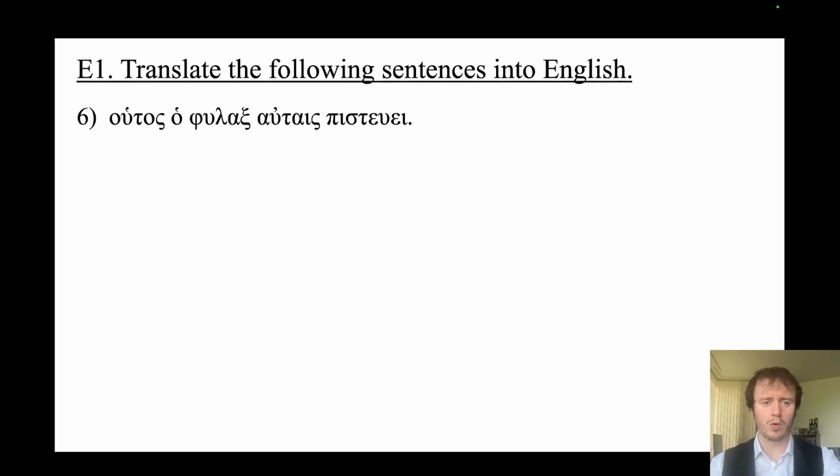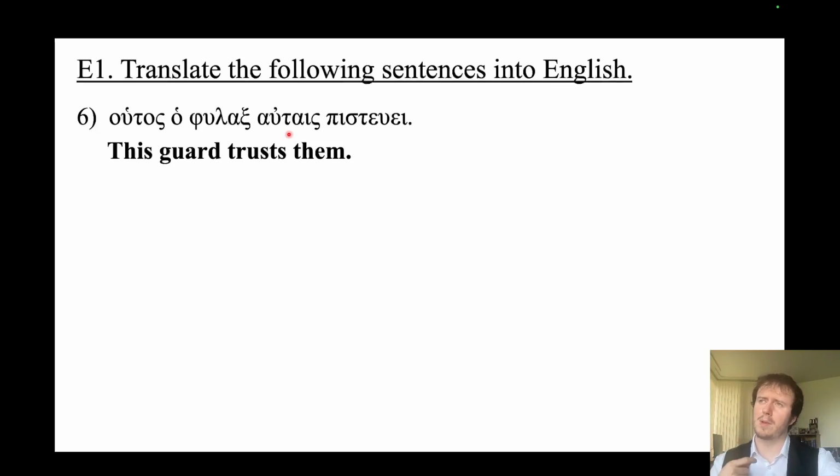Sixthly, we have houtos ho phulax autais pisteuei. Here you should have put, this guard trusts them. Autais is αὐτος being used on its own in the feminine dative plural. Since it's feminine dative plural, we know it's referring to a subject whose noun would be a feminine noun. But like I said, in this lesson, and most of the time in Greek, it will actually be referring to women. And so we would still say them here, but we know that it's referring to women.